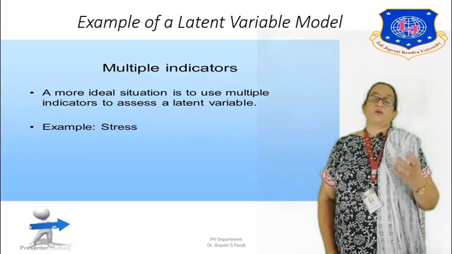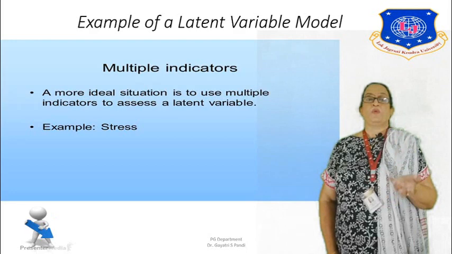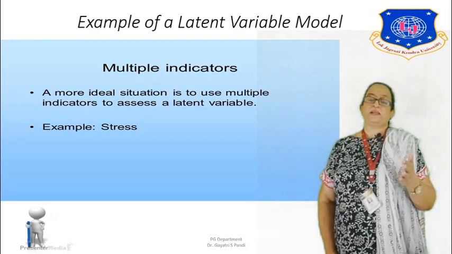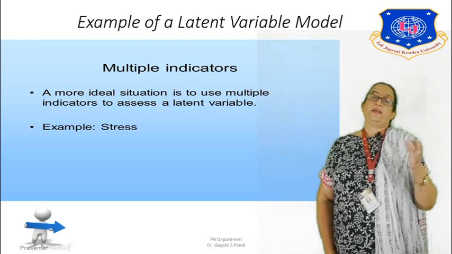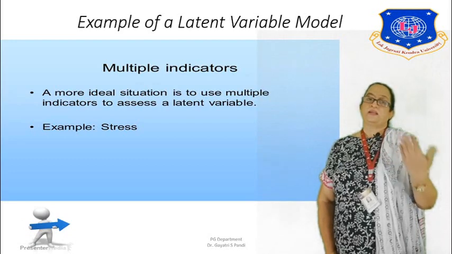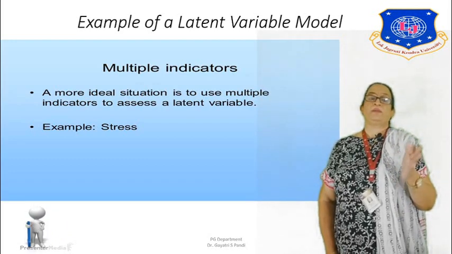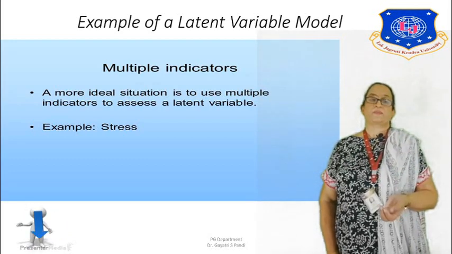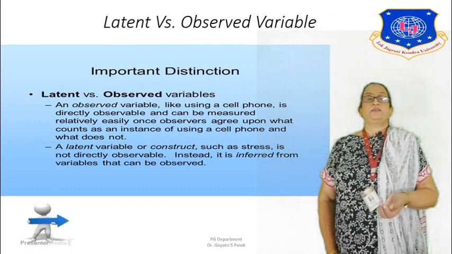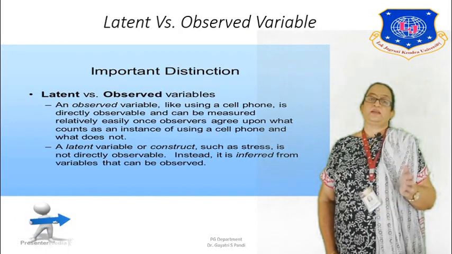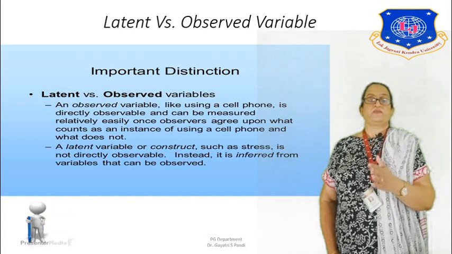Now we have something called multiple indicators. Right? In a more ideal situation, using multiple indicators will be helpful in assessing the latent variable. One of the examples for multiple indicators could be stress. Now let us see the difference between the latent variable versus the observed variable.